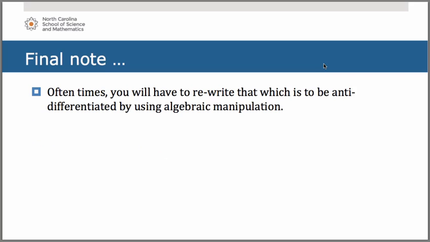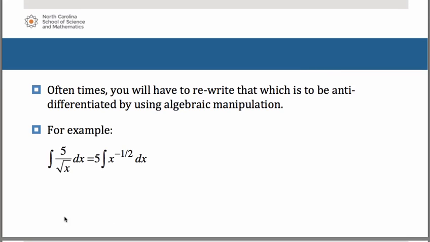As you work through antiderivative problems on your own, oftentimes you will have to rewrite that which is to be antidifferentiated by using some algebraic manipulation. For example, if we wanted to do the antiderivative of 5 over square root of x dx, the 5, just like a constant when you're doing derivatives, can simply come out in the front. We're going to bring that square root of x up from the denominator and rewrite it as x to the negative 1/2. Then we can apply the power rule for integration.